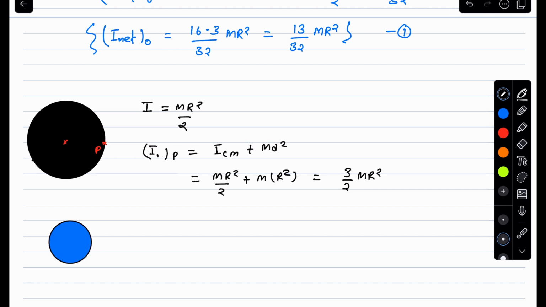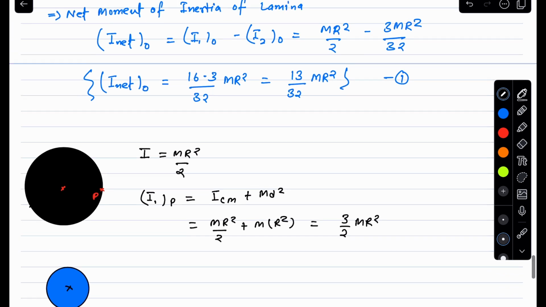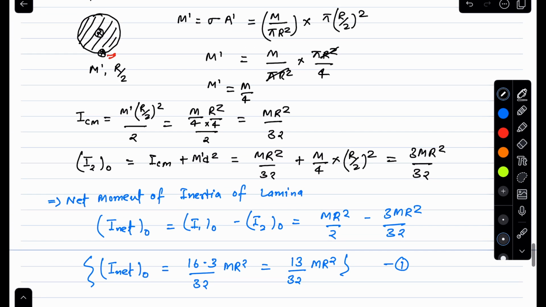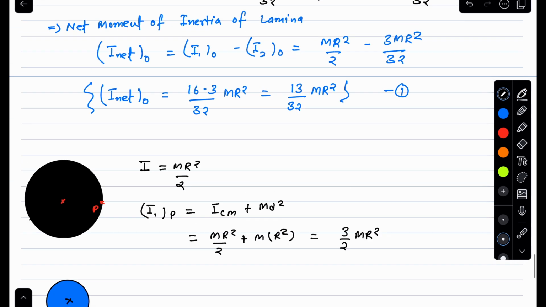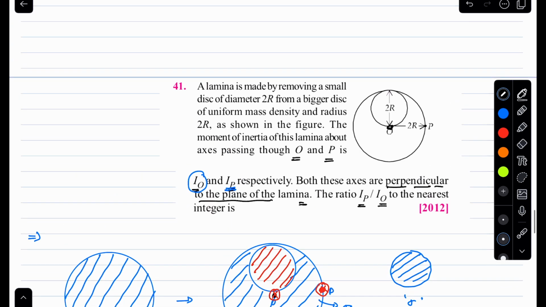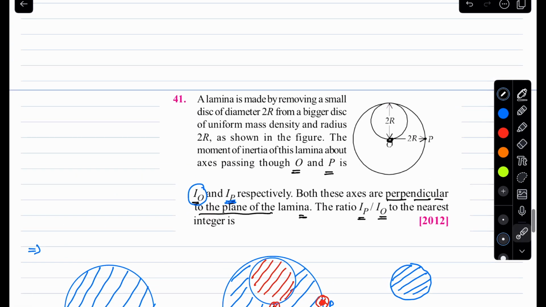And now I need to go to the body which is removed. Just now we calculated the moment of inertia about its center of mass, which is mr² divided by 32. Thus I need to figure out where the point P is, and then find the perpendicular distance. I know the moment of inertia of this rigid body about its center, and then I need it about this point, so I need to calculate this perpendicular distance.